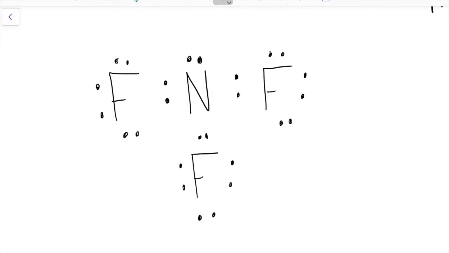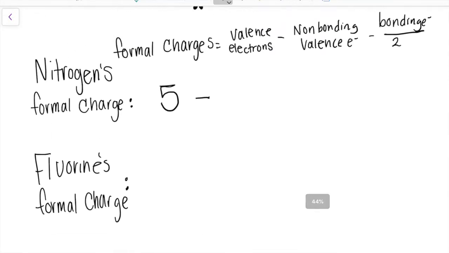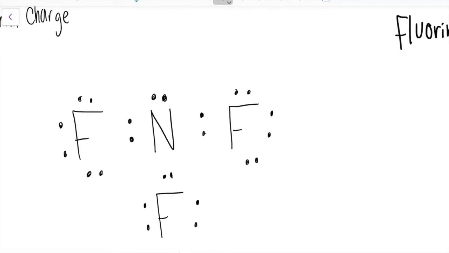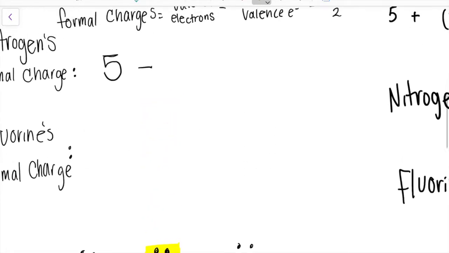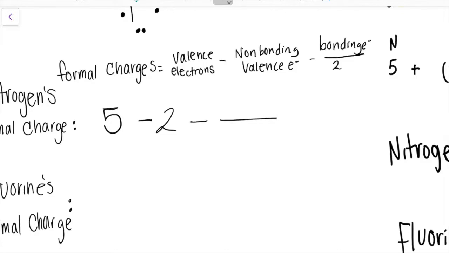So, to assign formal charges for each element, you can go back to your Lewis dot structure and we'll do it. We'll start with nitrogen. First you have to find how many valence electrons nitrogen has. We already determined that nitrogen has 5 valence electrons. Then you're going to subtract the non-bonding valence electrons. How do you find that? Well, you see up here that these two are the only two that aren't bonding. So then you'll subtract 2 from 5, and then you're going to look at the bonding electrons divided by 2.